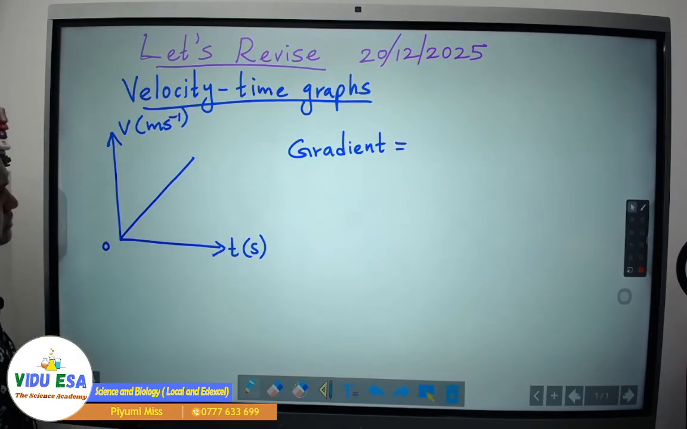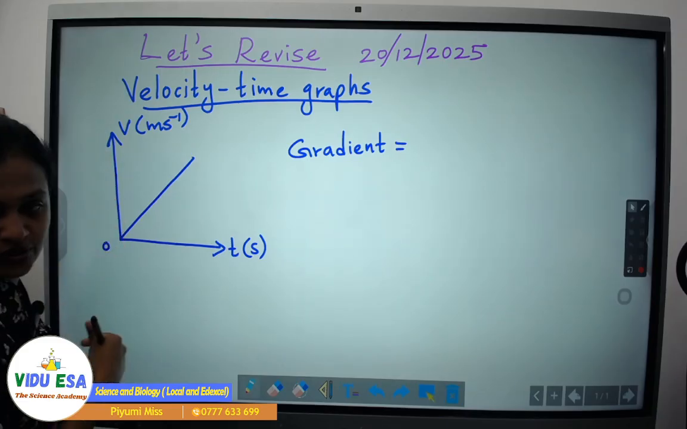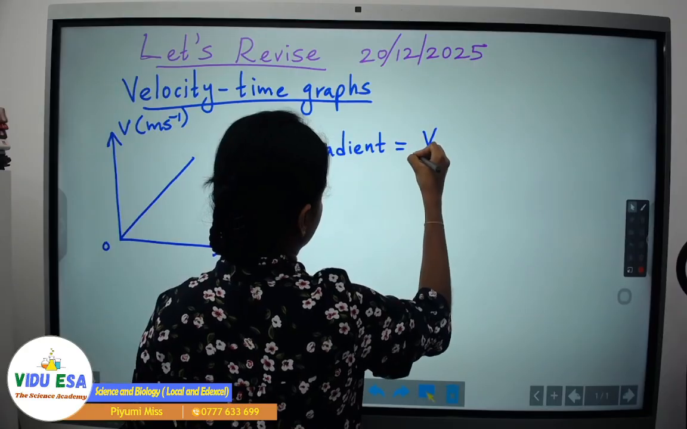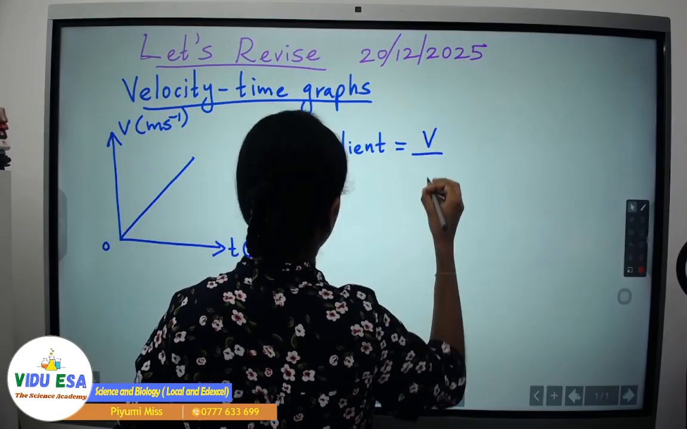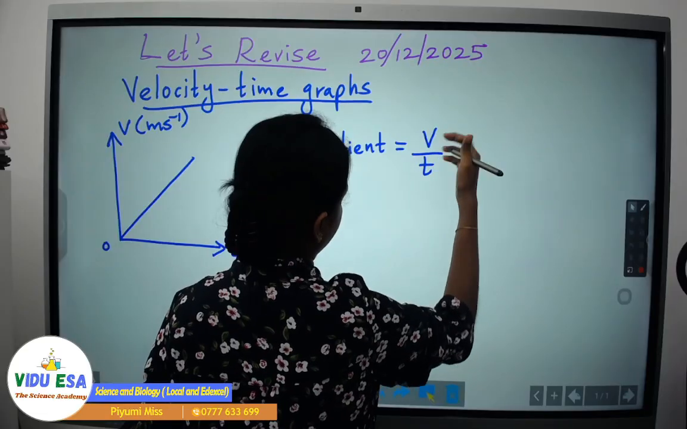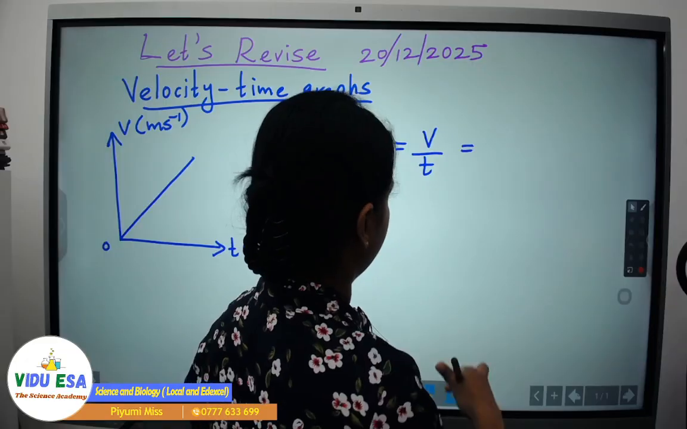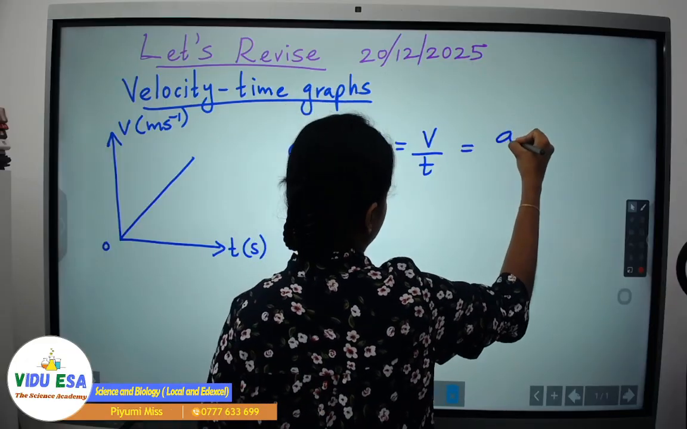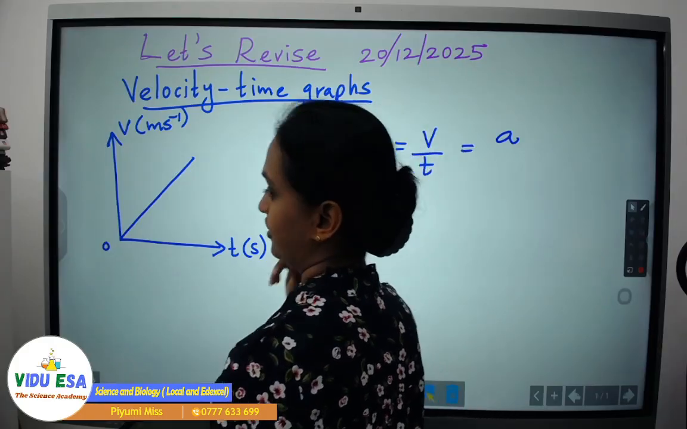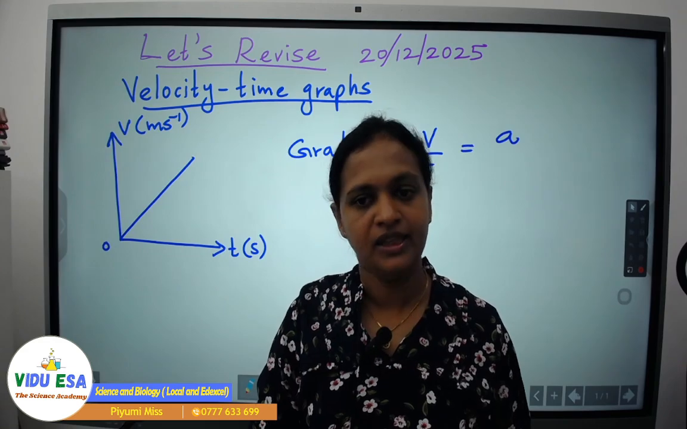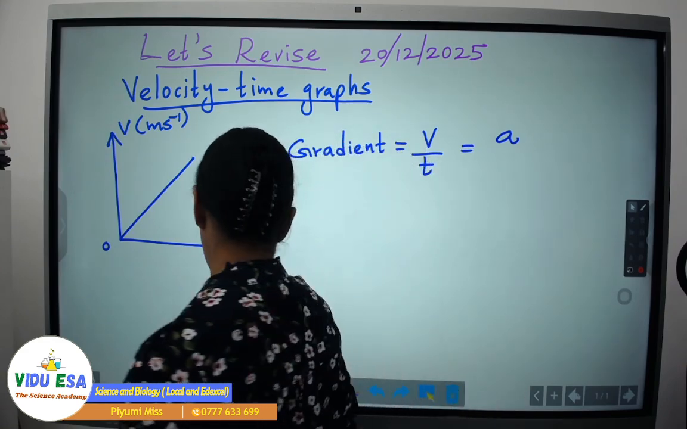So, the difference in y coordinates means velocity, right? The difference in x coordinates is time. So, velocity divided by time. Difference in velocity divided by time is equal to acceleration. You have to remember that the gradient of a velocity time graph gives the acceleration, right?